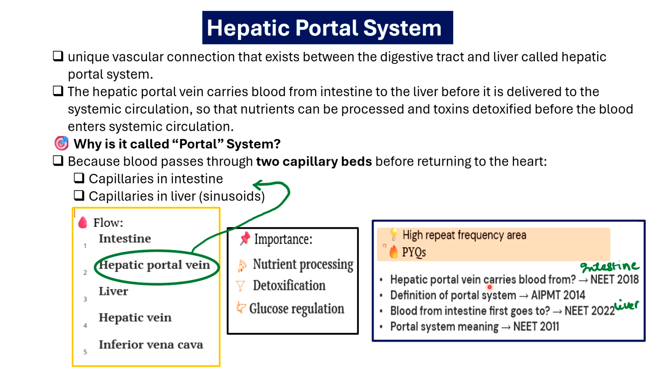Here questions have come from different areas. Look here: the hepatic portal vein carries blood from the intestine. The definition of portal system is a two capillary system, which I already discussed. Blood from the intestine first goes to the liver through the hepatic portal system. The meaning of portal system came again in 2011, and we already discussed it here. I hope you are clear with the concept here.